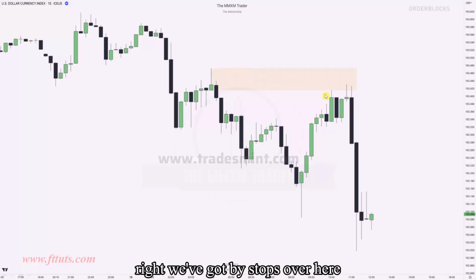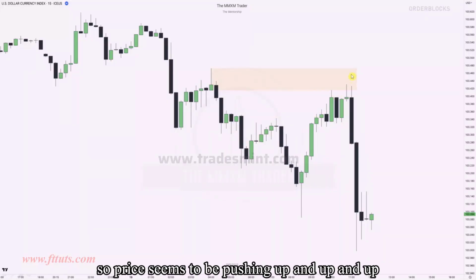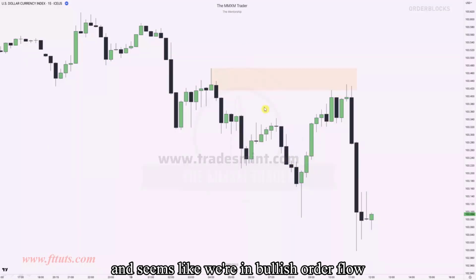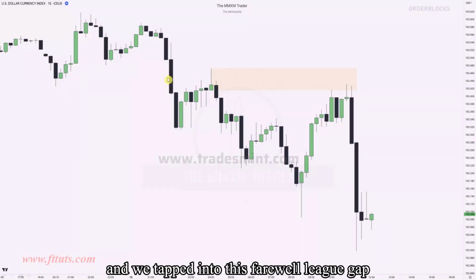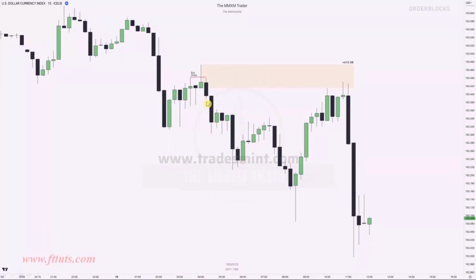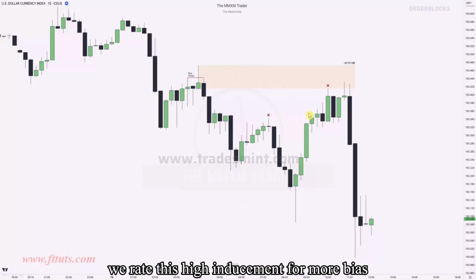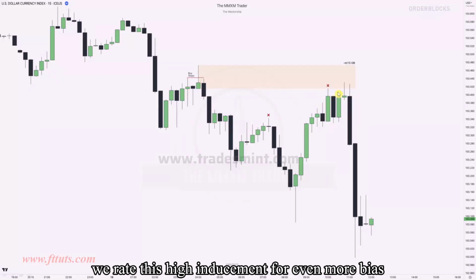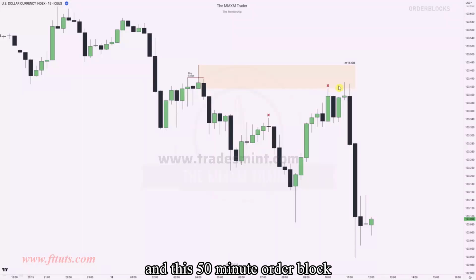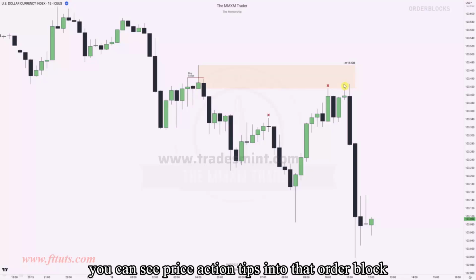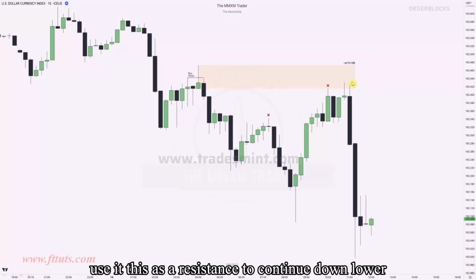Right? We've got buy stops over here, buy stops over here. So price seems to be pushing up and up and up, and it seems like we're in bullish order flow. But remember, this order block is high probability because we raided this high over here and we tapped into this fair value gap. Buy stops over here. We raid this high, inducement for more buyers. We raid this high, inducement for even more buyers. This 15-minute order block we know is high probability, so it will act as a resistance, and you can see price action taps into that order block and uses this as a resistance to continue down lower.